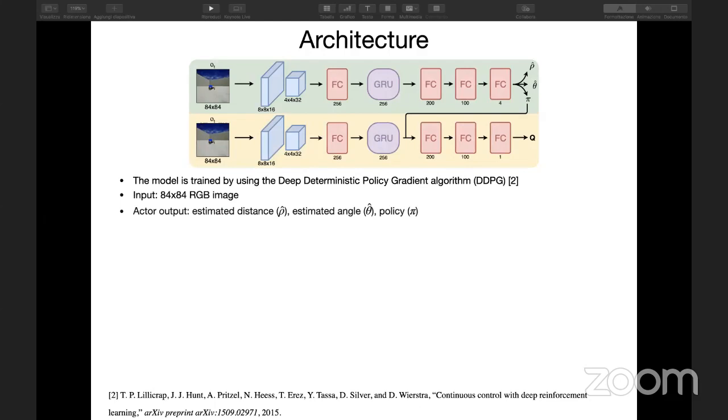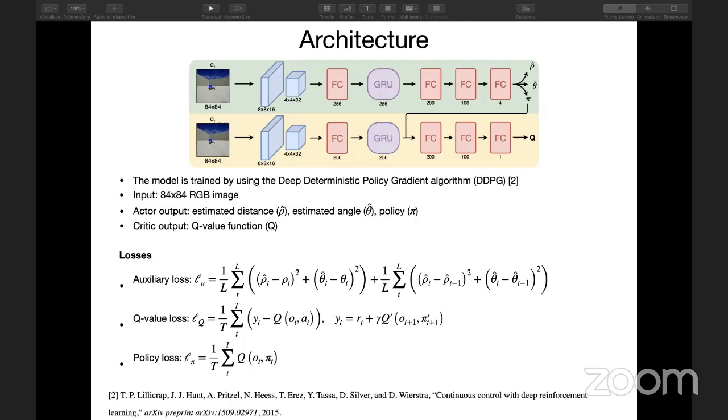Now let's talk about visual active tracking. For this task, we again propose a deep network architecture composed of convolutional and recurrent layers. In this case, as I said, we consider continuous actions, so to train the model we used the deep deterministic policy gradient algorithm, which is specifically designed to cope with continuous action spaces. In addition, this time we decided to split the network into distinct components. So in this case, the actor and the critic do not share any weights.